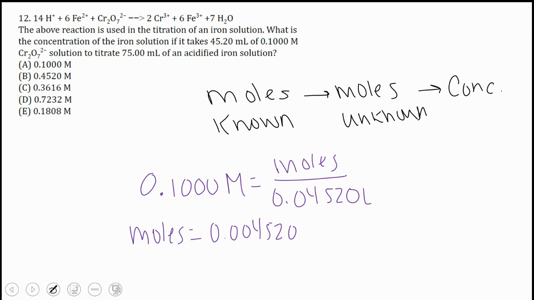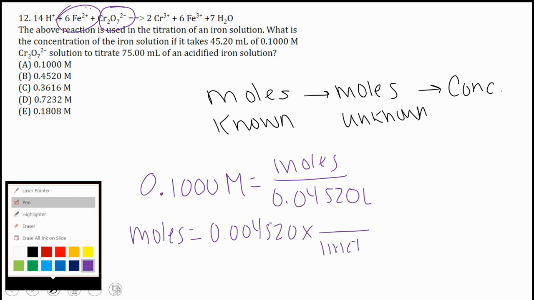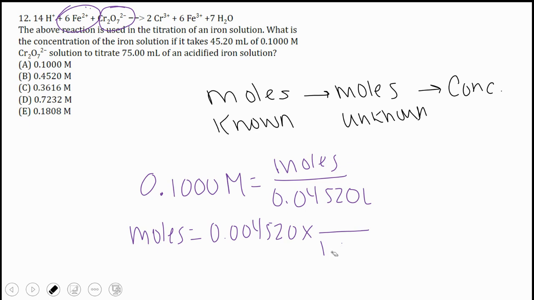And now you're just going to multiply by the mole ratio. Every time you're going from moles of something to moles of another thing, you're using a mole ratio. So this was your known, this is your unknown. When you multiply that number of the dichromate, you have 1 mole as your ratio on the bottom, and then for every 6 moles of your unknown, or your iron. So 0.004520 times 6 is going to give us 0.02712.